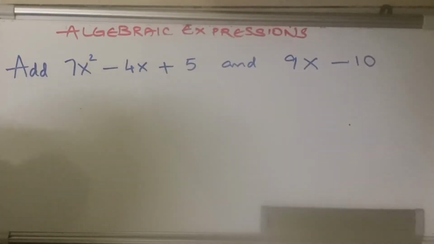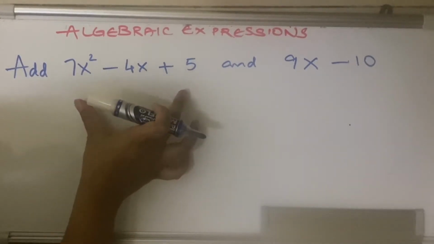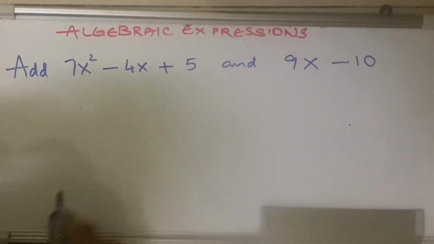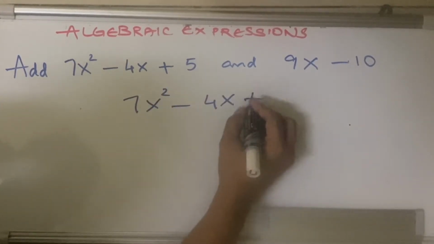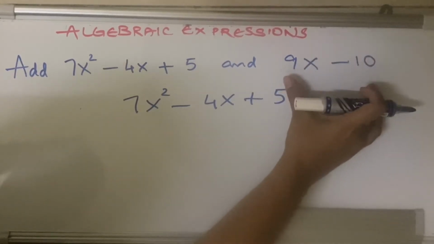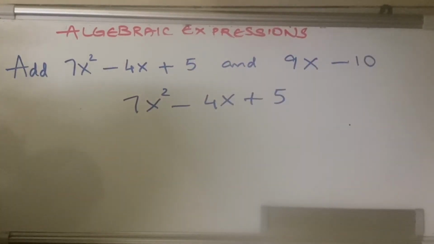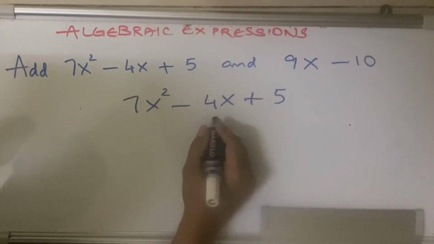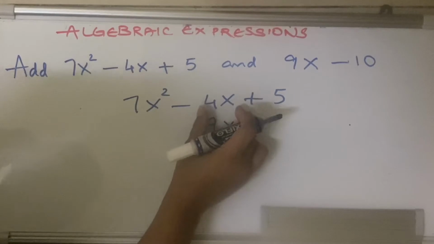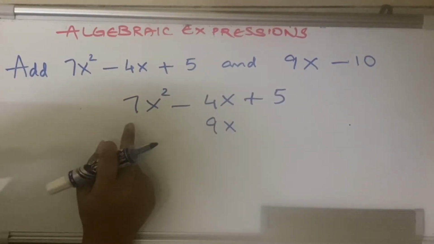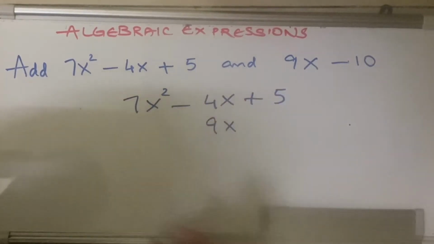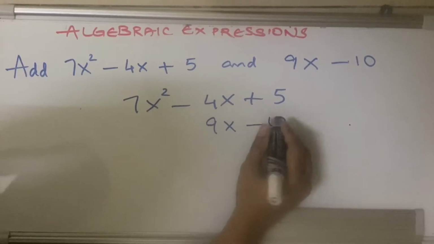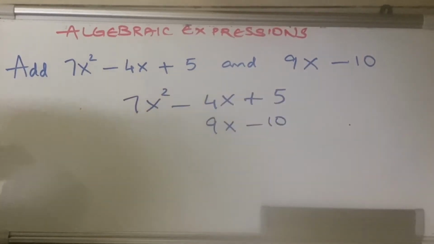Here they have asked us to add 7x squared minus 4x plus 5 and 9x minus 10. So let's first arrange them. You have 7x squared minus 4x plus 5 and you have 9x minus 10. Remember, only like terms can be added. So we will place 9x under 4x because it can be added only with 4x. It cannot be added with 7x squared because x squared is a different variable, x is a different variable. And minus 10 we can place under the constant, right? Because in both cases there is no variable, so you can simply add them.